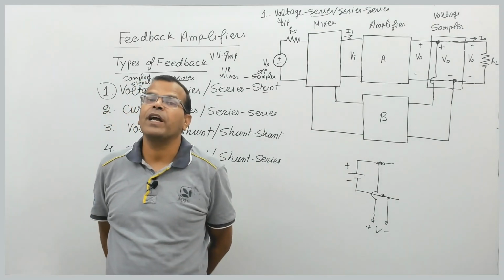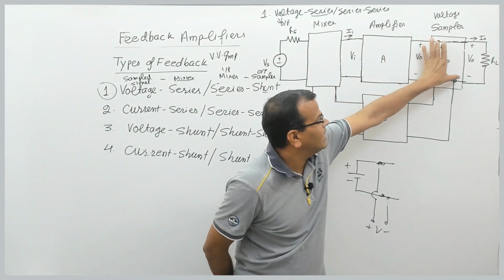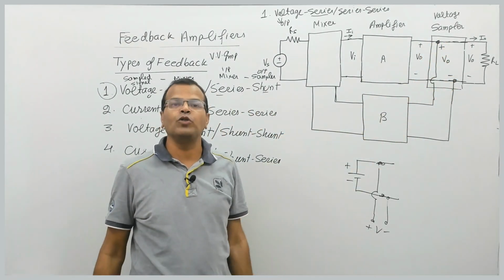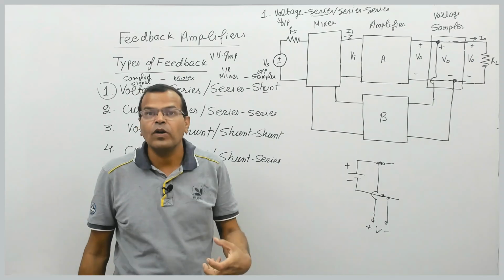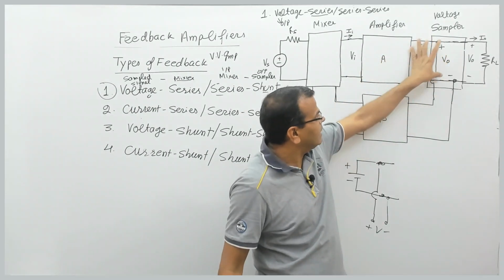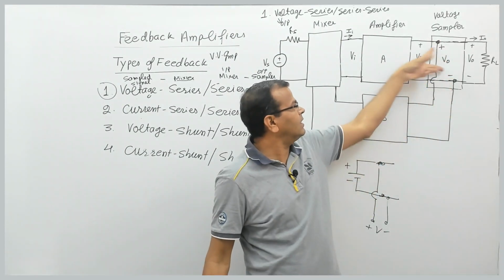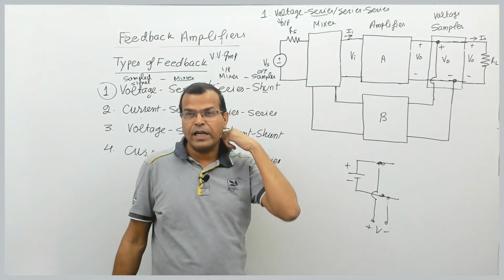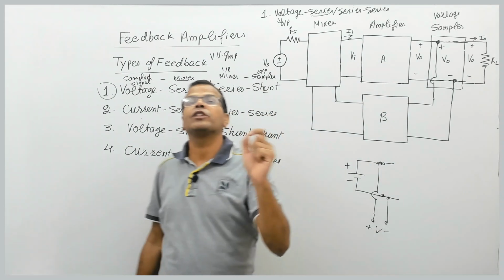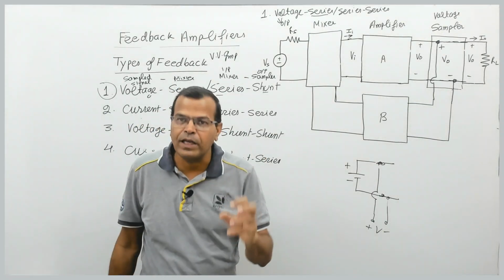So from the output side, if you want to take an output voltage sample, take the shunt sampling, meaning take the terminals from the output directly like this. This is known as voltage sampling. So you can see this is going like this, so feedback and output are coming in shunt. These are in parallel, this and this are in parallel. Because of that, we call this shunt sampling. Parallel means shunt. So voltage sampling is shunt sampling. Please remember that. Voltage sampling is shunt sampling.